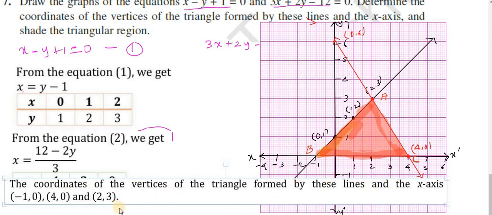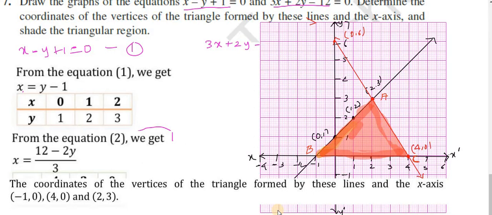So the coordinates are minus 1 comma 0, here minus 1 comma 0, and 4 comma 0, and 2 comma 3. So these are the points. I hope all of you understood this. Okay, now copy this in your classwork and shade that triangular part.